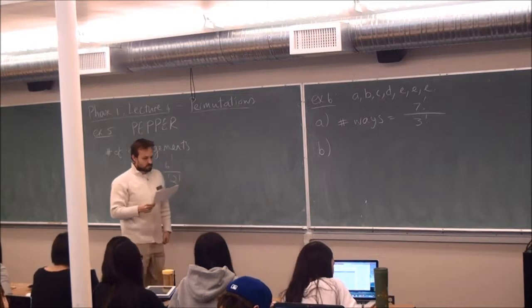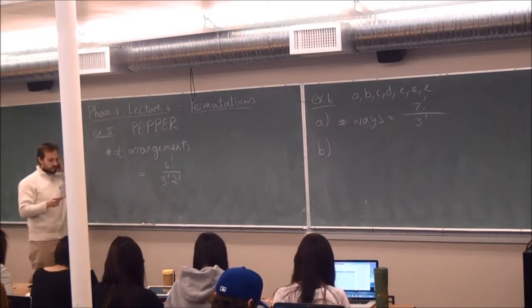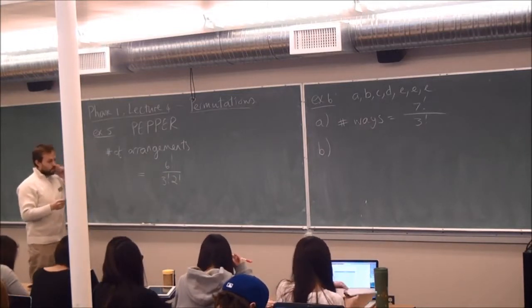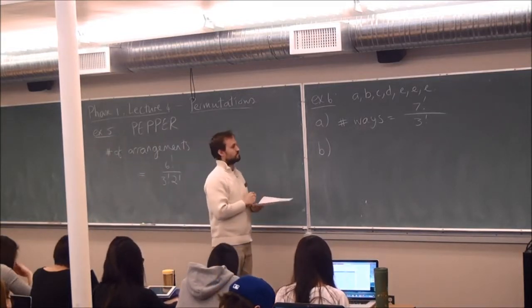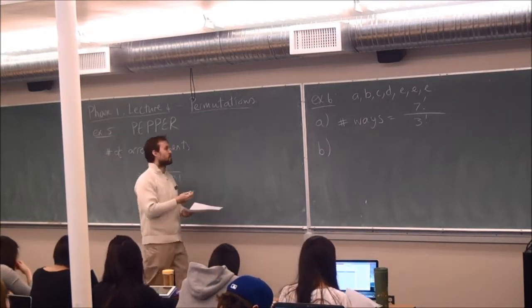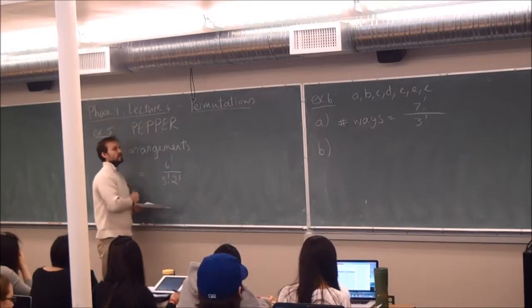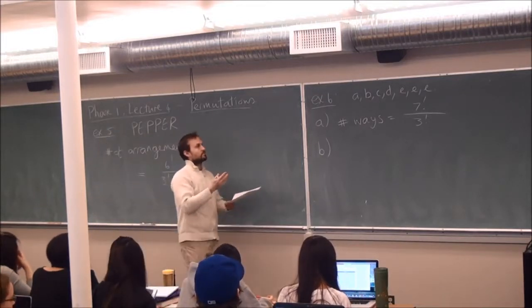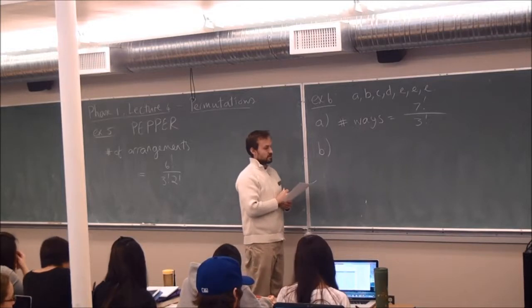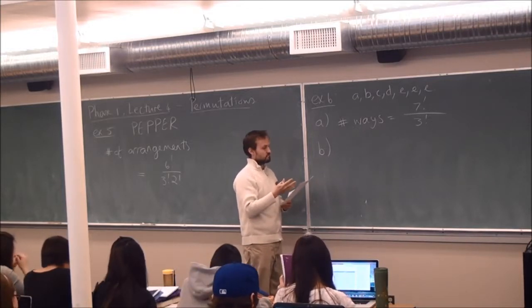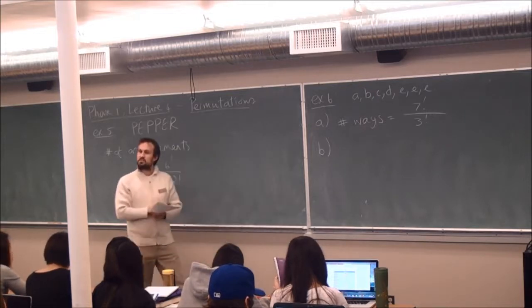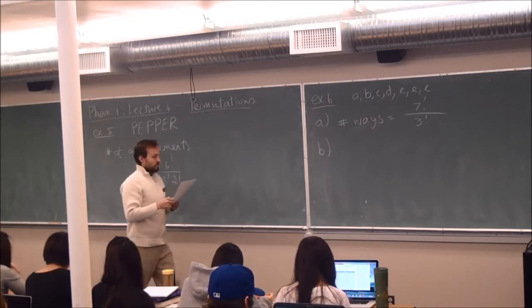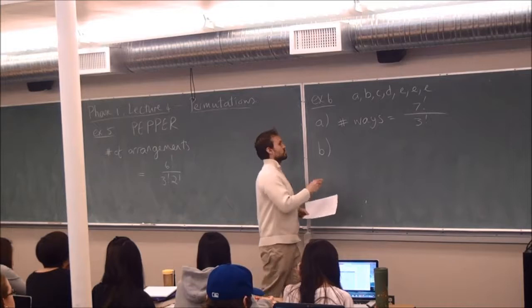What is the restriction they give me in the second part, B? Now I want A and B to appear next to each other. So now we're combining this idea of identical letters with the previous type of question we saw, where I want some letters next to each other. So now I want the A and the B next to each other.